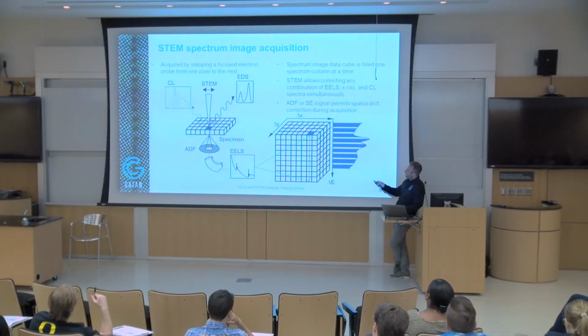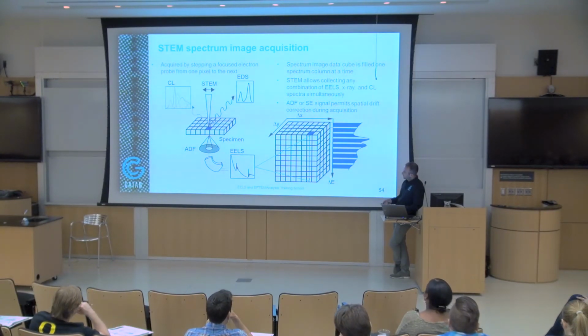So what you do in this case, you take an image like here, you divide the image into a series of pixels, and you scan the beam pixel by pixel. And you collect, pixel by pixel, an EELS spectrum in parallel. You can collect an EDS spectrum, CL spectrum. Point by point, you're also building your STEM image, okay?